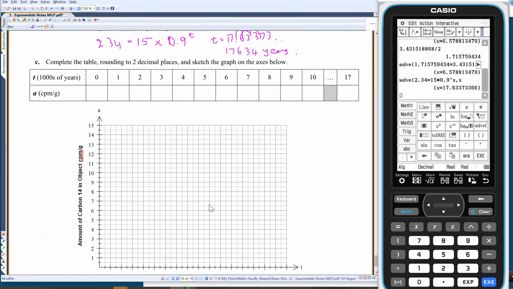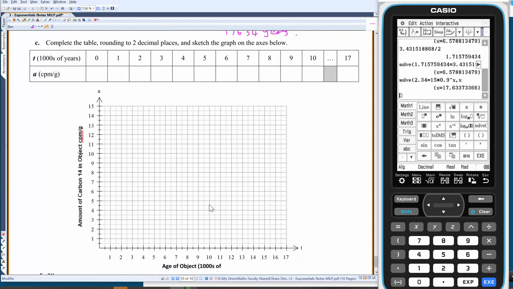So what we then want you to do is do this table here. It tells you to do it with all these values, but again, we're going to follow the same approach of just getting the endpoints. So 0 would have been 15, and after 17,000 years, we've got 15 multiplied by 0.9 to the power of 17, which is 2.5. So it would be there, roughly.